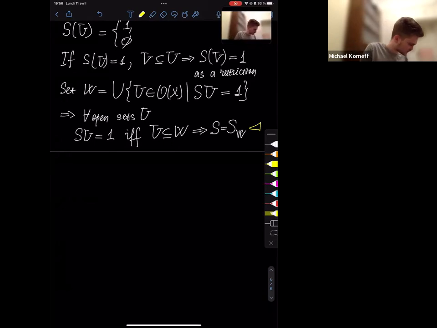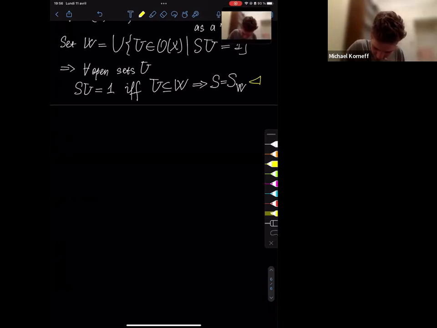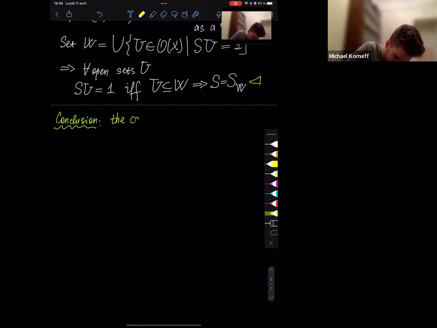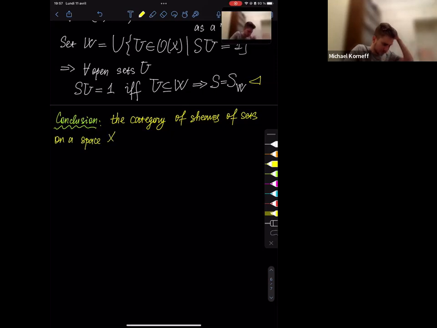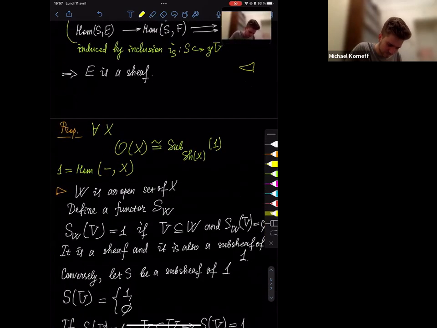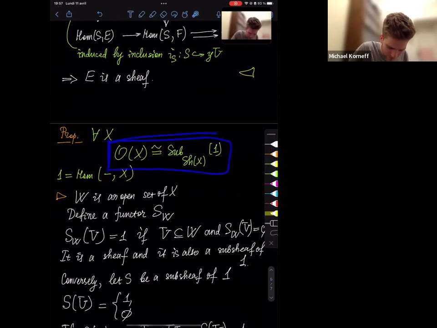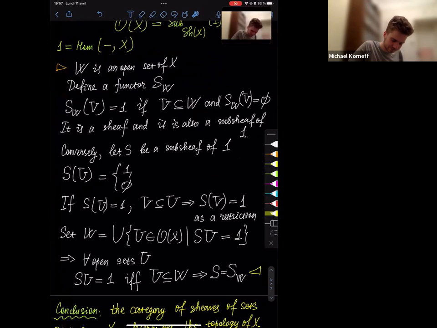It was an easy proposition. And the conclusion of this topic: the category of sheaves of sets on a space X determines the topology of X, as we have the following projection.